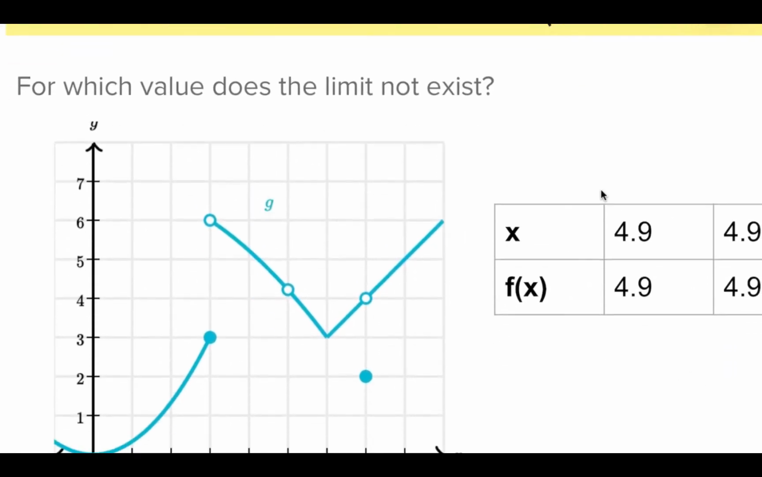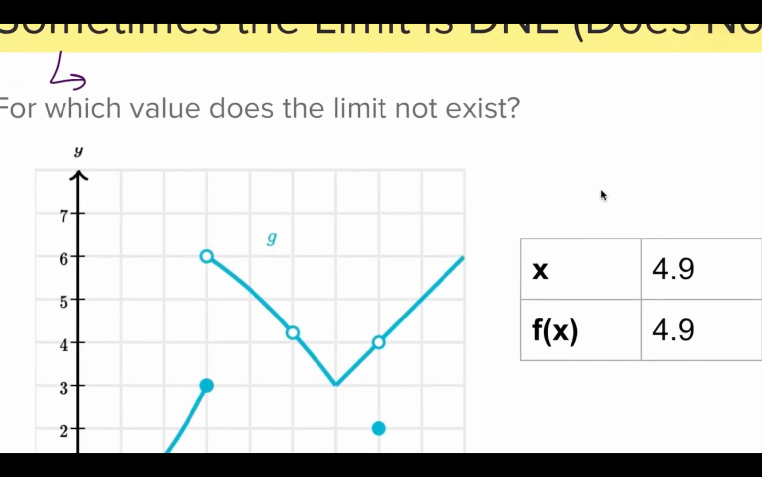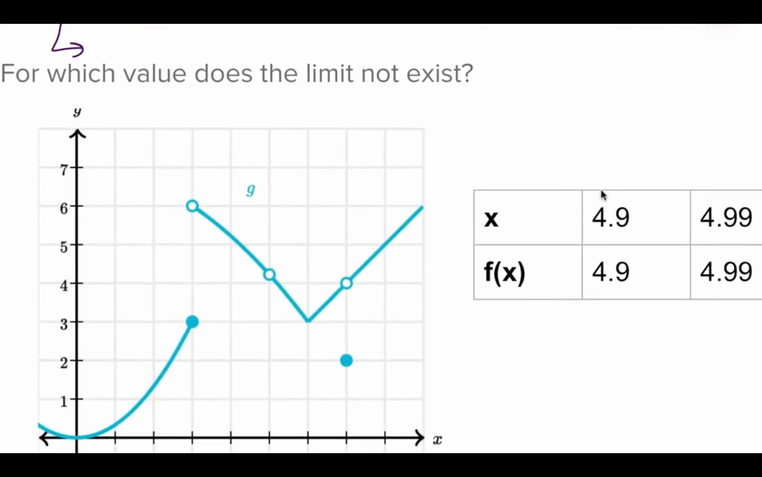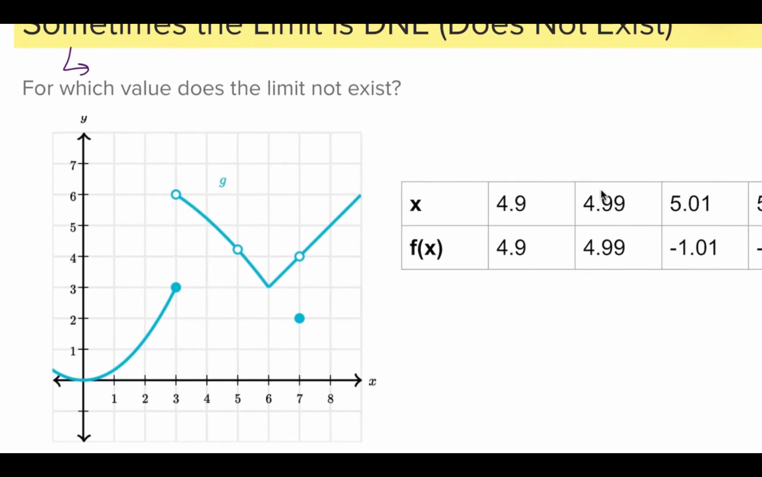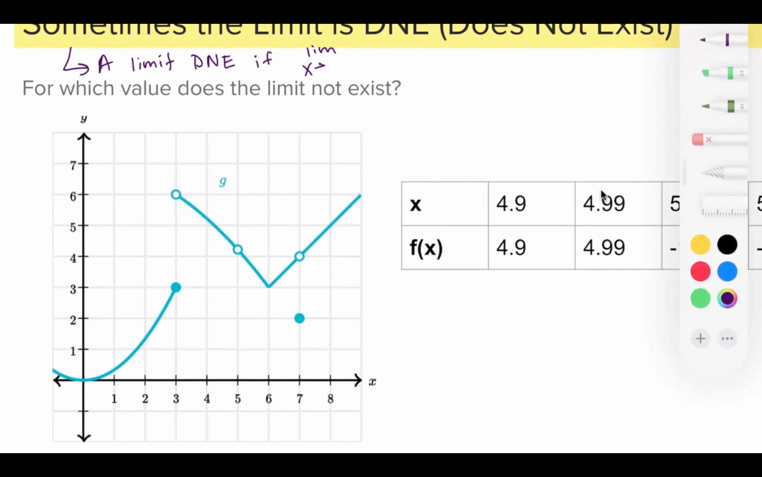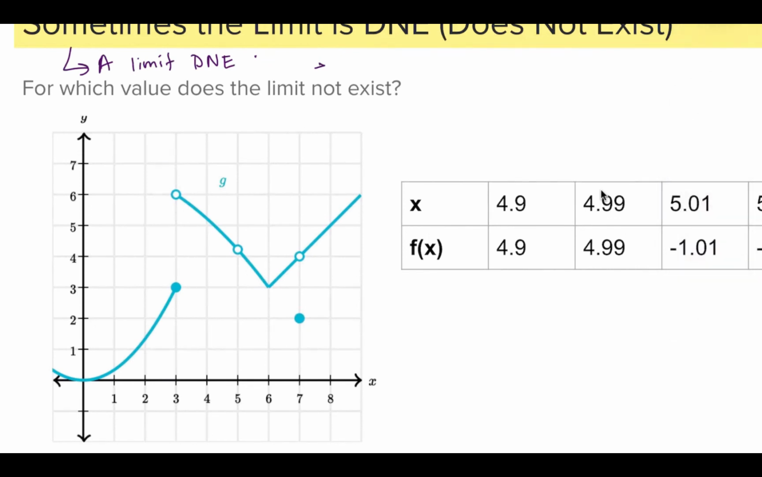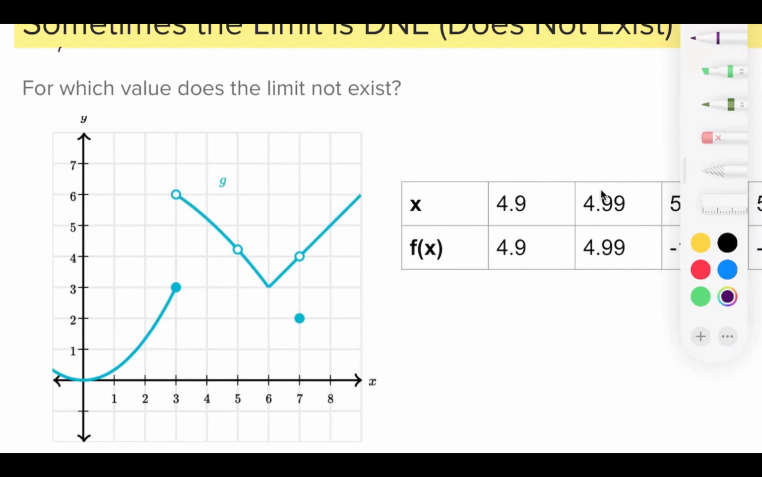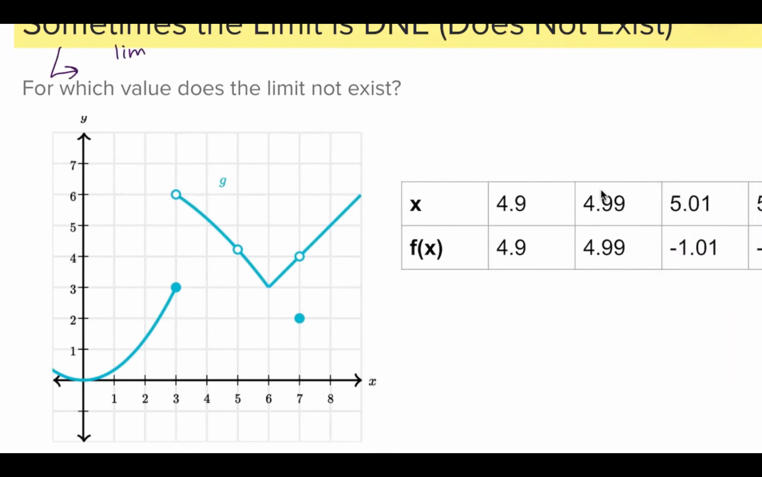Let's expand upon this idea. A limit does not exist if the limit as x, I'm going to make my notation a little better. So I will say the limit as x approaches a of f of x.